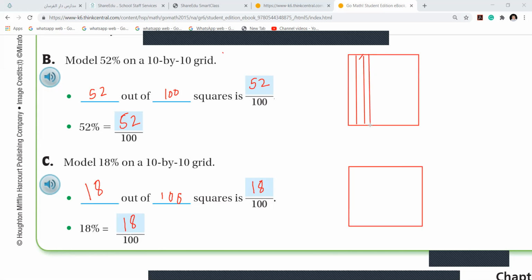Two, three, four, 5, 6, 7, 8, 9. 1, 2, 3, 4, 5, 6, 7, 8, 9. And of course, you will shade half of it, right?